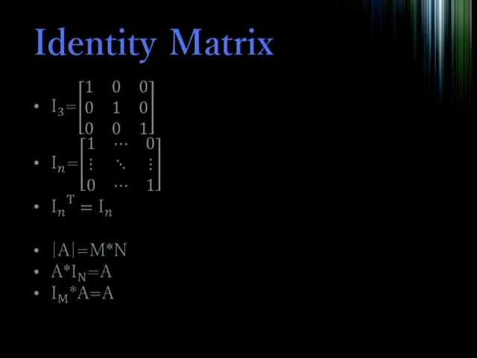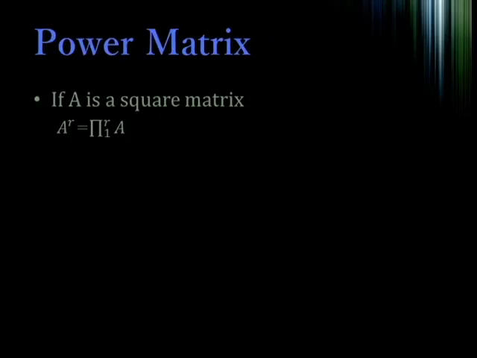The last operation that I'm going to cover is the power matrix. If you're given a square matrix A and you want to raise it to some power r, you simply multiply it by itself that many times, just as you would a normal integer. But instead of using integer multiplication, you'll be using matrix multiplication.